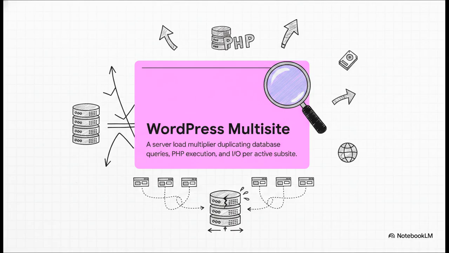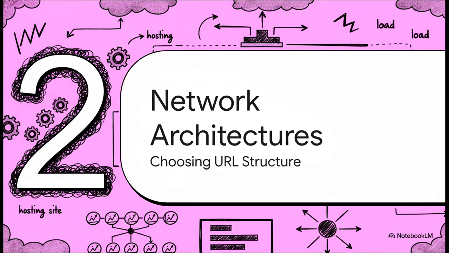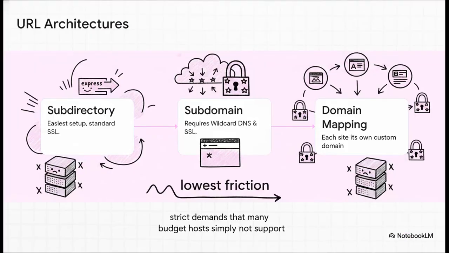multiplying load. So, knowing how it multiplies your load, we have to look at Section 2, 3 network architectures, choosing your URL structure. Before we even talk about server specs, we have to understand these setups because they literally dictate what kind of hosting you need to buy. You've basically got 3 paths. First up is subdirectory mode. This is the easiest one, the path of least resistance, and it uses standard SSL.